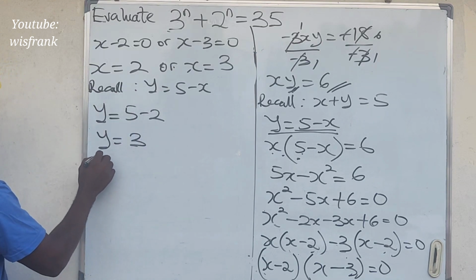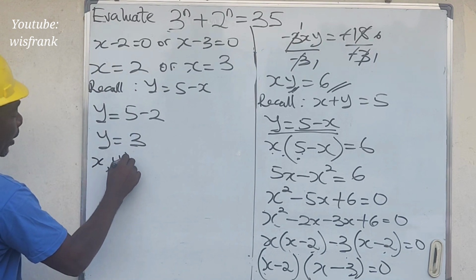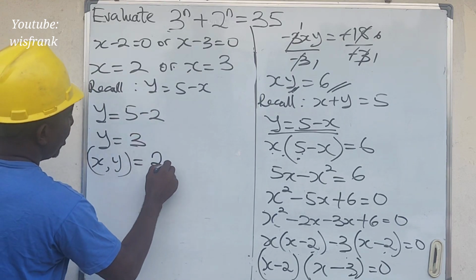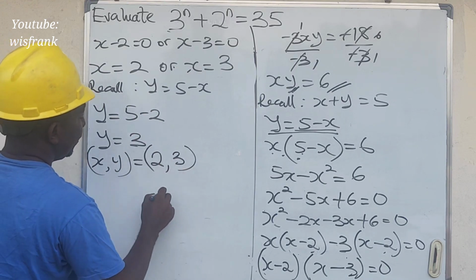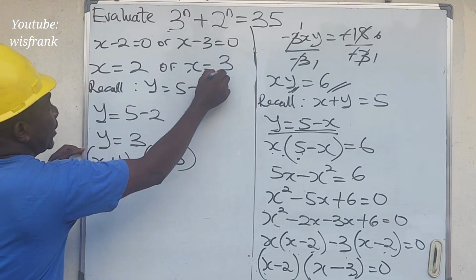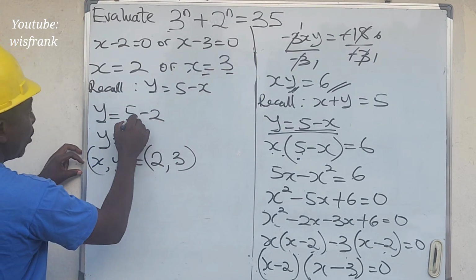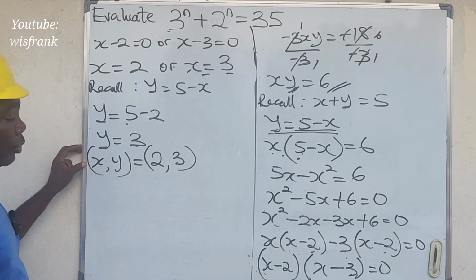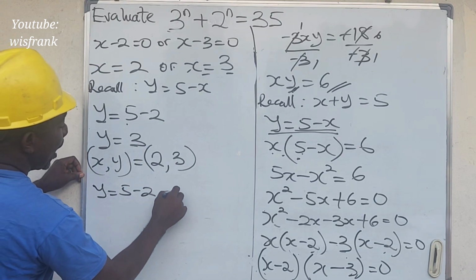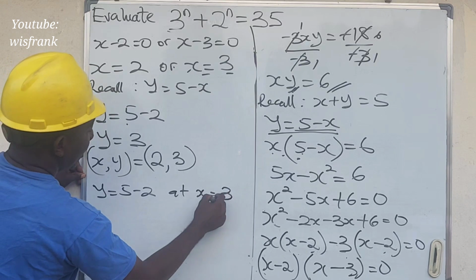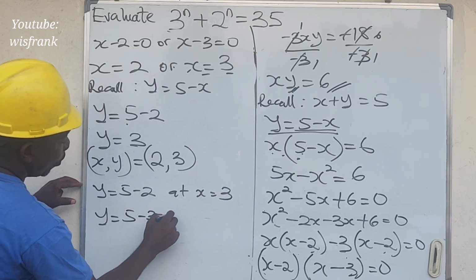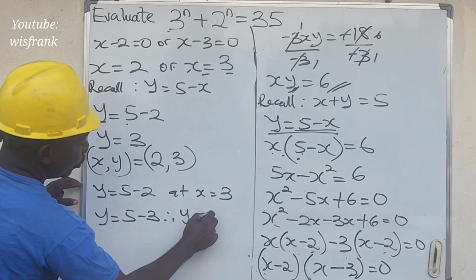So in this case, our x is 2 and our y is 3. So this is the first value of x, y. For the second one, which is x equals 3, we have y equals 5 minus x at x equals 3. So here y equals 5 minus 3, where y equals 2.